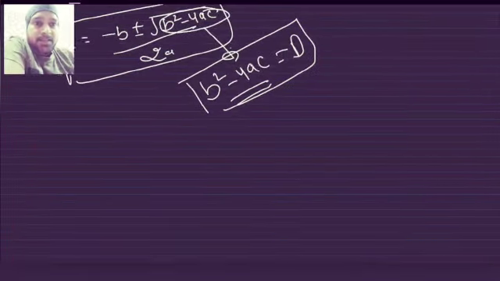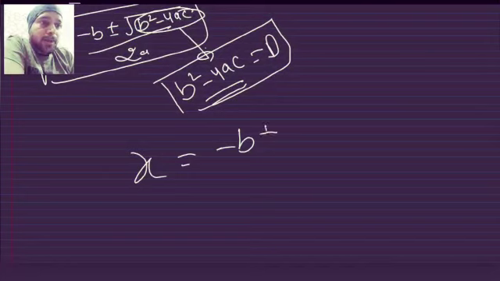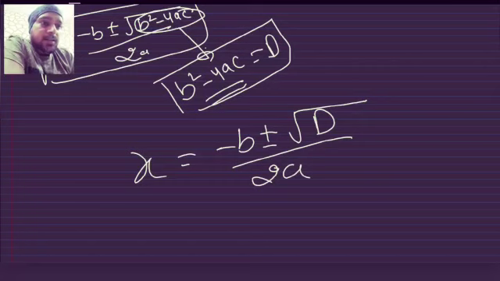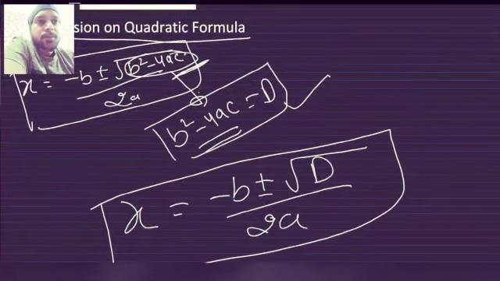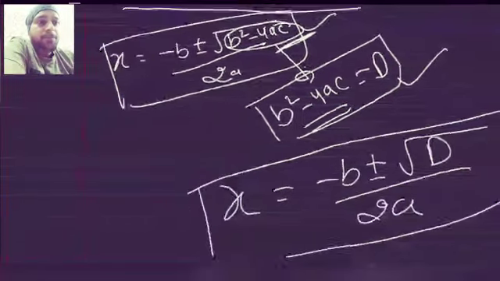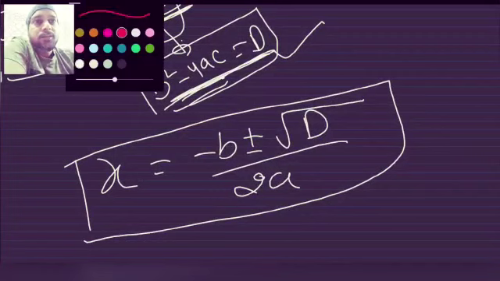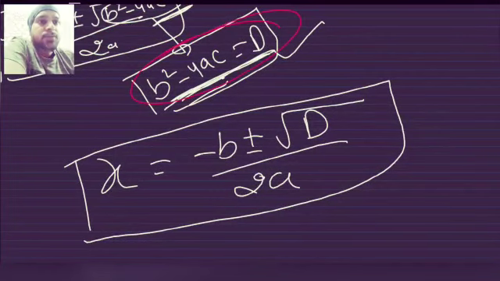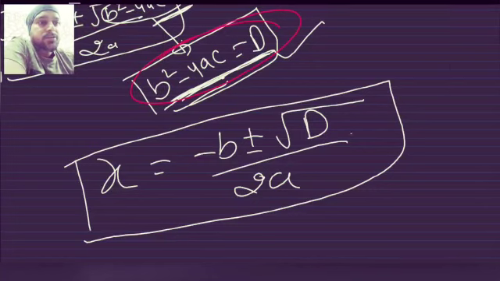Let's see how. If I write the equation this way, x is equal to minus b plus minus under root of d upon 2a, because here the value of b square minus 4ac was equal to d, and I have replaced b square minus 4ac in the formula by d. So this is the formula.